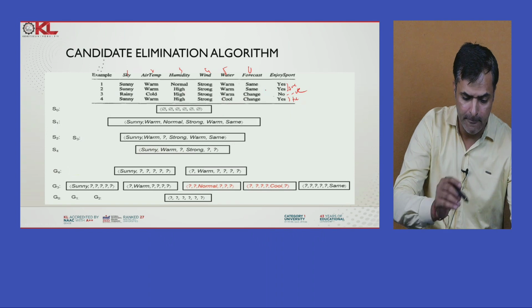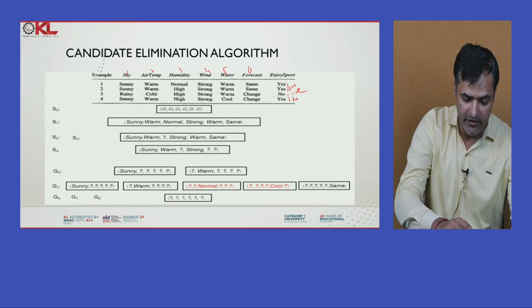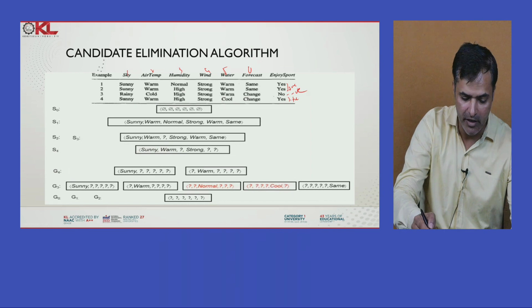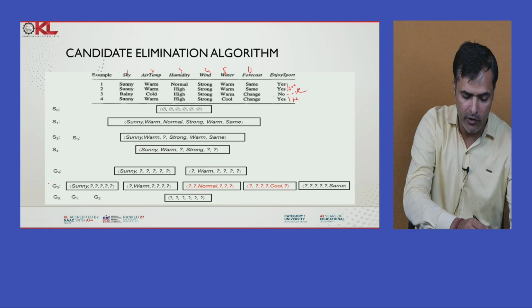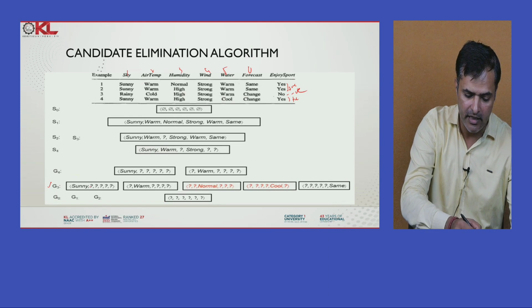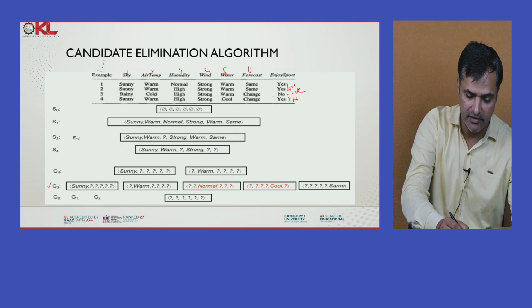The third one is Rainy, which is different: Rainy, Cold, High, and this is a negative value. This negative value we have to look at in G3. We replace this negative value with the positive values, means Sunny, then comma, then a question mark for the remaining attributes. Another: the first is a question mark, and where it is Cold we replace it with Warm, where the positivity is, and the rest are question marks.